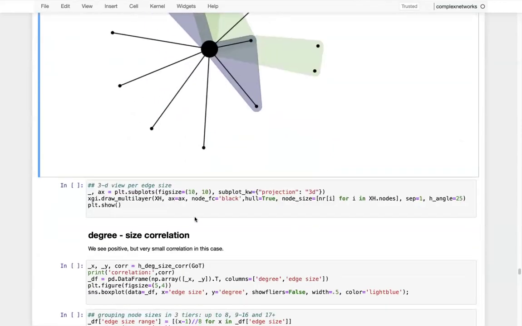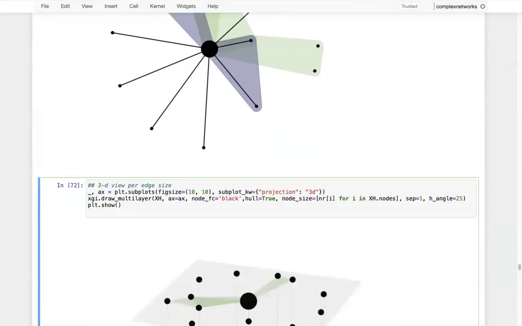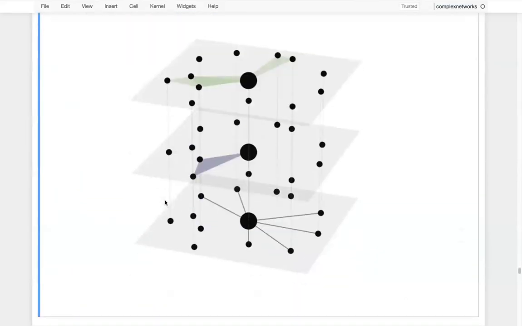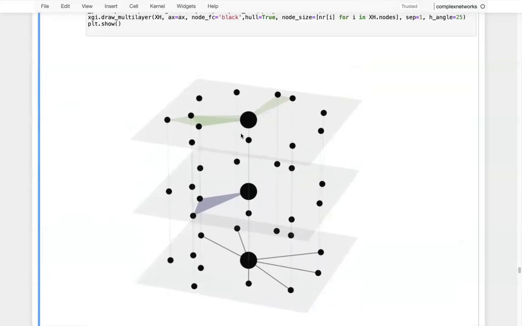In XGI, you can also look at a three-dimensional view where you look at edges of different sizes on different planes. And you can see those are the edges of size 2. Here you have edges of size 3, and they don't touch the same vertices. And here you have edges of size 4. Okay.